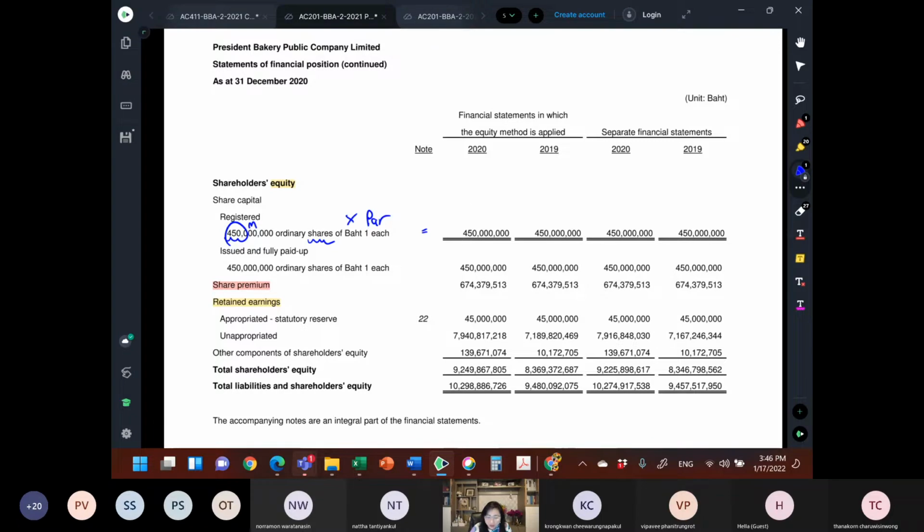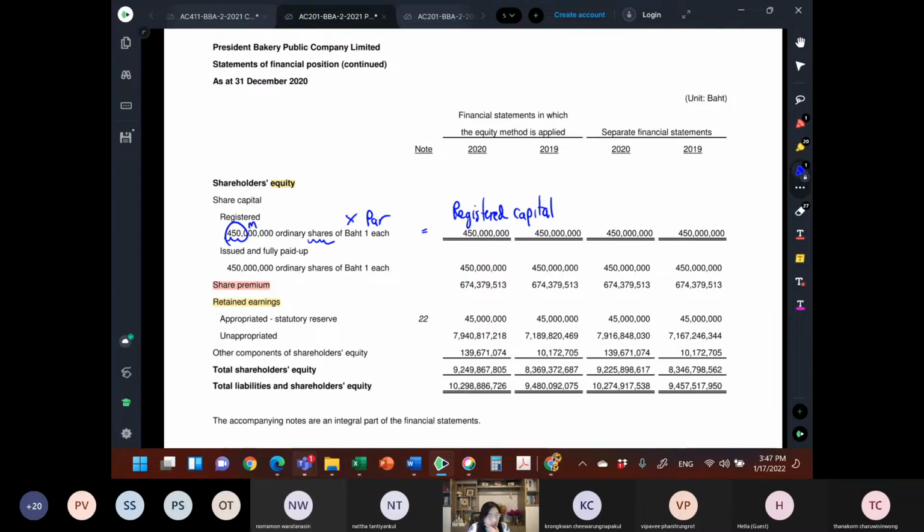Okay. So how do we call this? Anyone remember? If I take 450 million shares and multiply that by the par value, I get 450 million baht. How do I call this? One more time. Authorized capital. Very good. So this is authorized capital or registered capital. Okay, authorized capital or the registered capital. Very good. Good that you still remember.